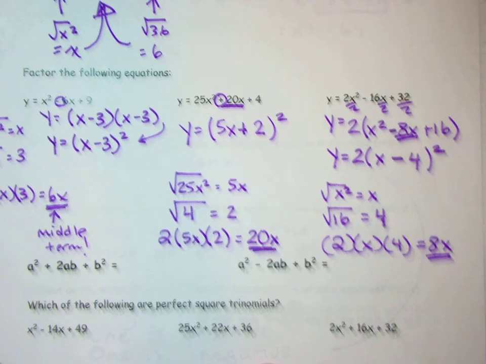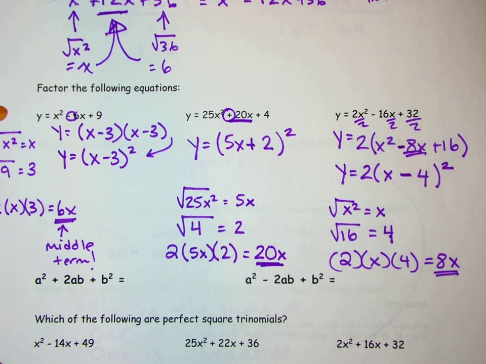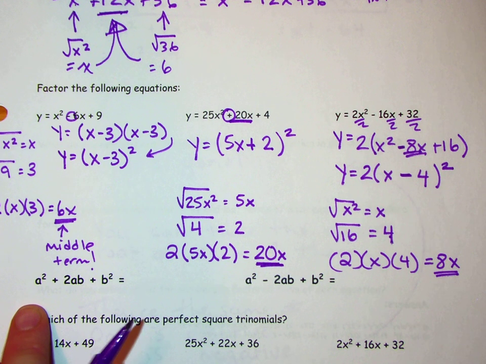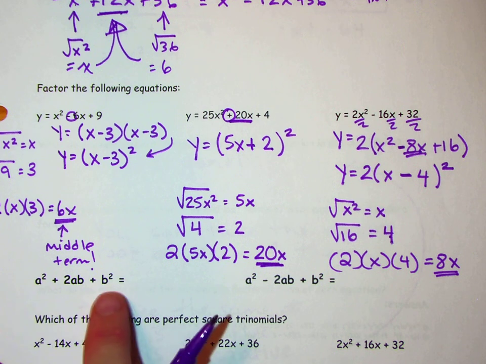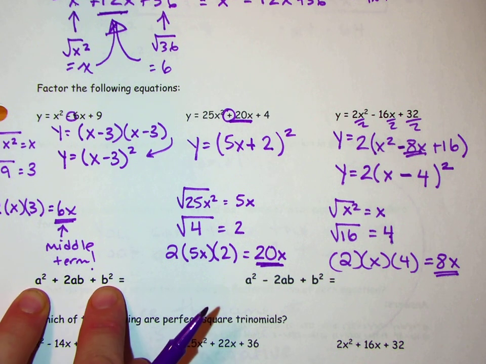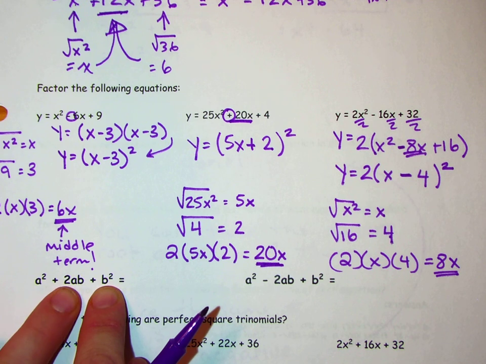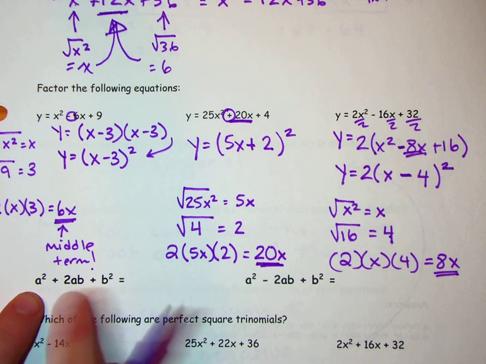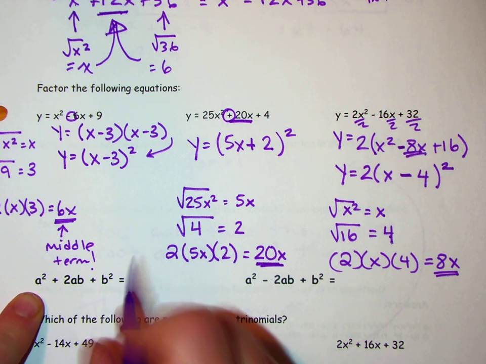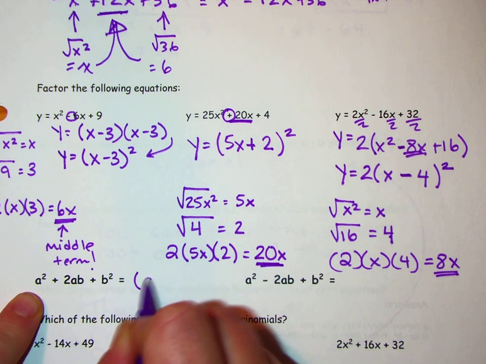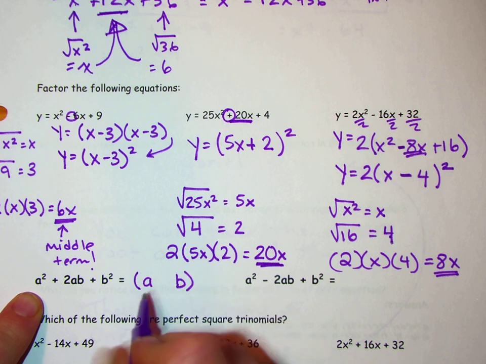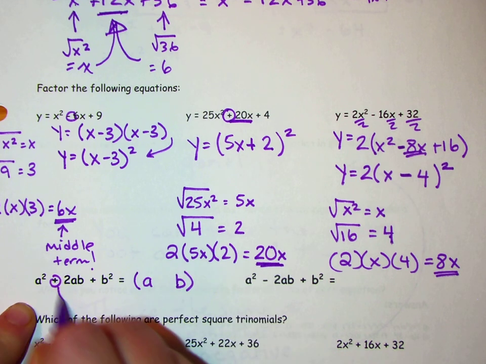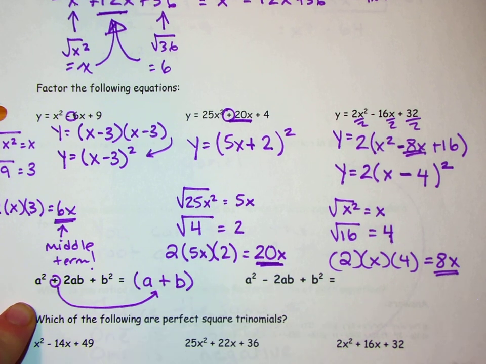Okay, here's the kind of rule. If you have two perfect squares as your first and third term, and the middle term is 2 times the root of the first times the root of the third, then what we're going to have is a perfect square trinomial, and you can quickly write it out as (a, b) squared, and then check this middle sign here, and that will tell you what to put in the middle.